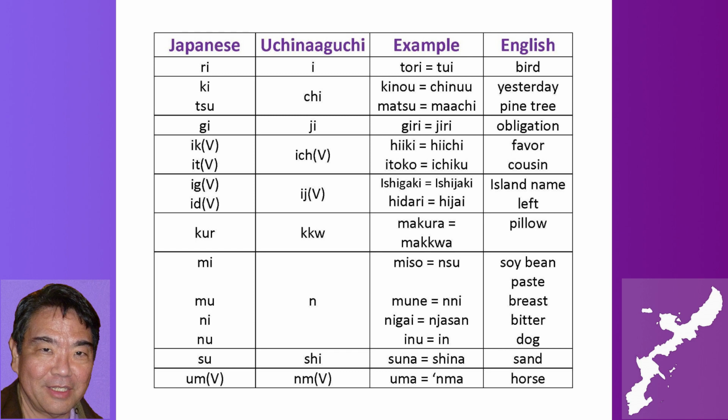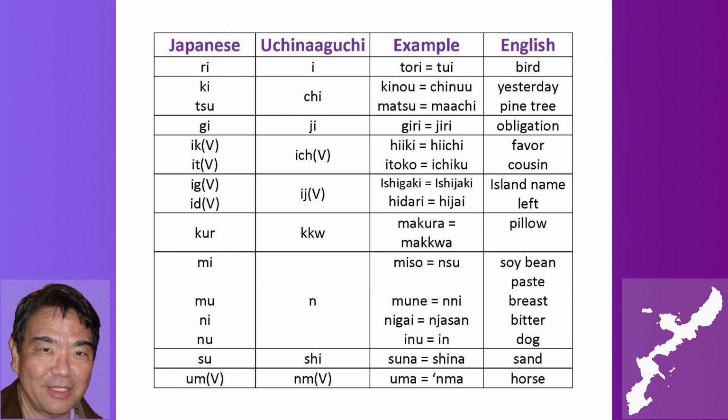Japanese ik vowel and it vowel correspond to Uchinaguchi ich vowel. An example is the word favor, which is hiki in Japanese, is hichi in Uchinaguchi. The word cousin, which is itoko in Japanese, is ichiku in Uchinaguchi.